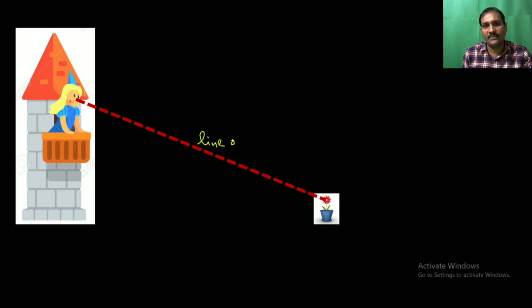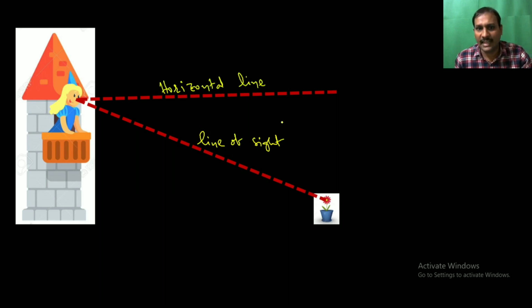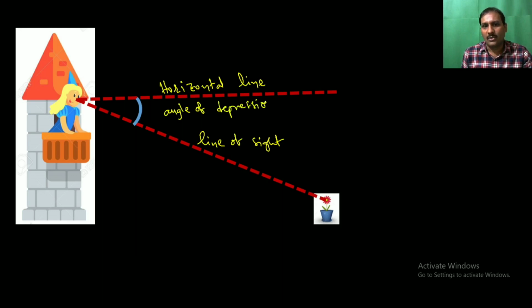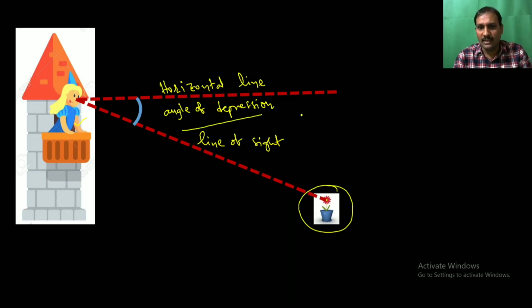This is the line of sight. Now if she looks straight, this is the line. This is called the horizontal line. In this case, the line of sight is below the horizontal line. Then the angle between them is called the angle of depression. In other words, when the object is at a lower level than the observer, then the angle of depression is formed.